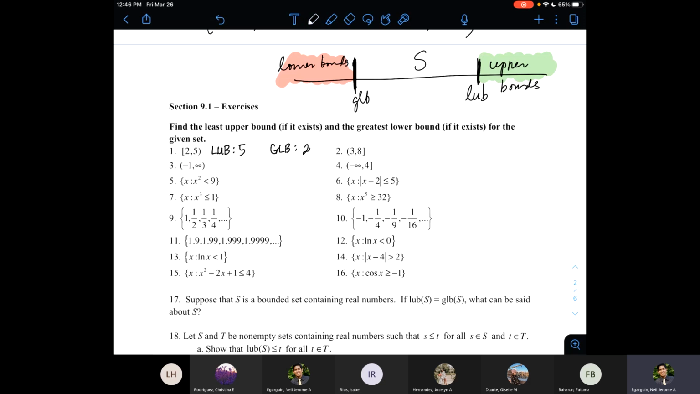Okay. Let's see. How about problem 4? LUB and GLB. Least upper bound would be 4. Oh, sorry, I thought nobody wants to answer. And the GLB is what? Would there be any, or is it still considered negative infinity? Well, you're on the right track, but negative infinity is not a number. So you say, okay, there is no greatest lower bound.